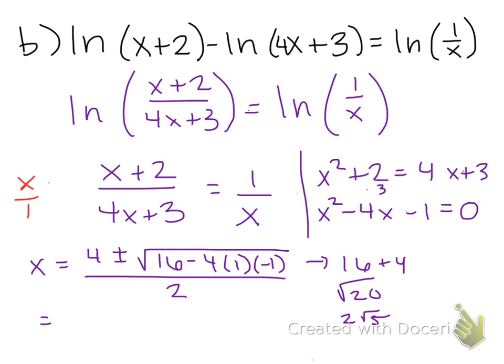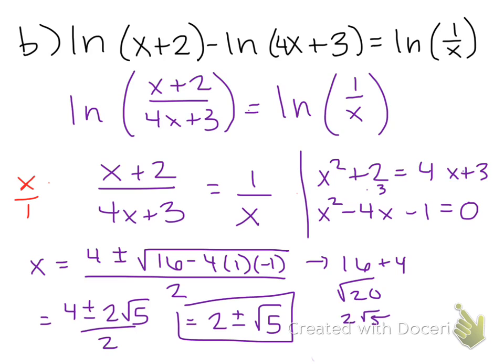So coming back over here, I have 4 plus or minus 2 root 5, all over 2. The 2's are all going to cancel, and I'm left with 2 plus or minus the square root of 5. Not that they're canceling, they're all reducing by a factor of 2. So that is our final answer for letter B. A little bit more work required for that one, but again, not too difficult.